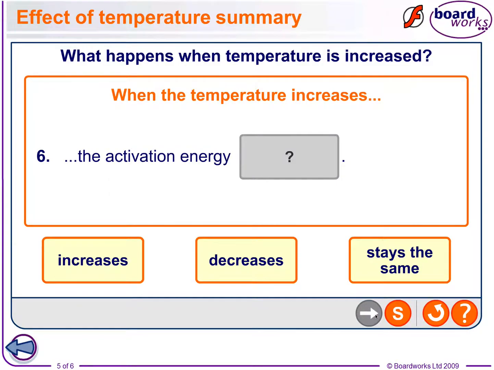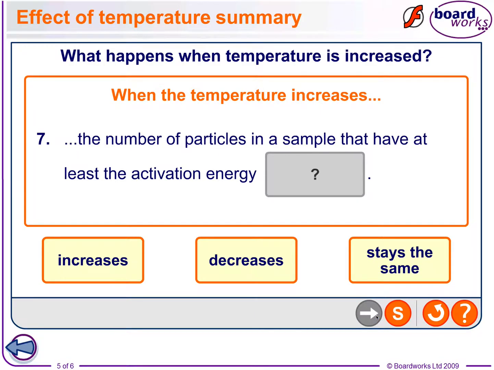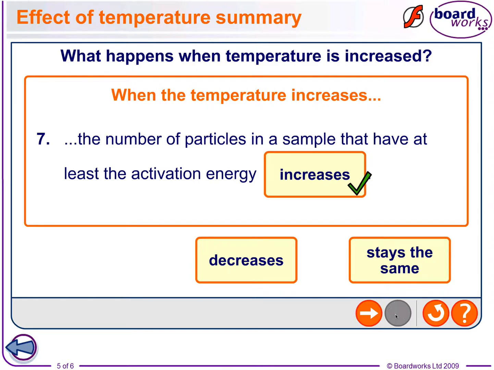When the temperature increases, the activation energy stays the same. The temperature doesn't actually lower the activation energy, it just pushes more particles above that energy, so therefore there's a greater rate of reaction. And then finally, when the temperature increases, the number of particles in a sample that have at least the activation energy will be increased.